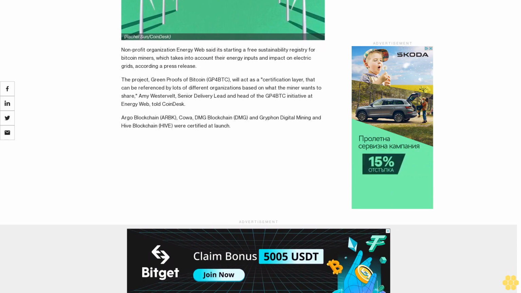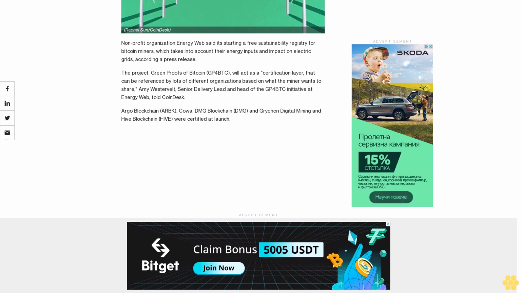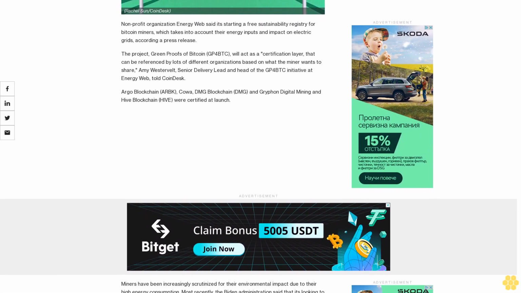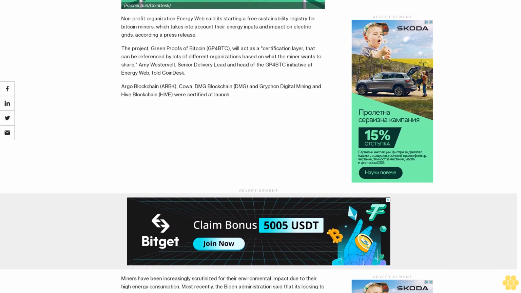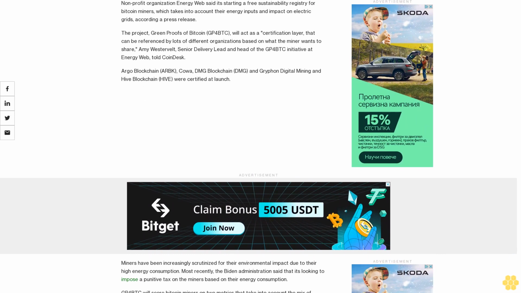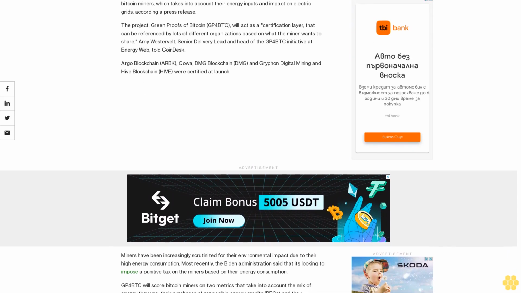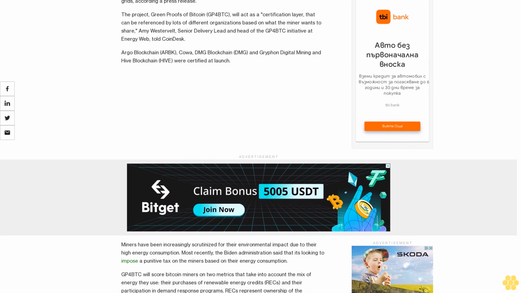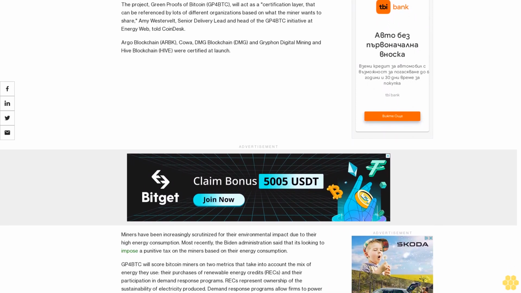Miners have been increasingly scrutinized for their environmental impact due to their high energy consumption. Most recently, the Biden administration said that it's looking to impose a punitive tax on the miners based on their energy consumption. G4BTC will score Bitcoin miners on two metrics that take into account the mix of energy they use, their purchases of renewable energy credits (RECs) and their participation in demand response programs.